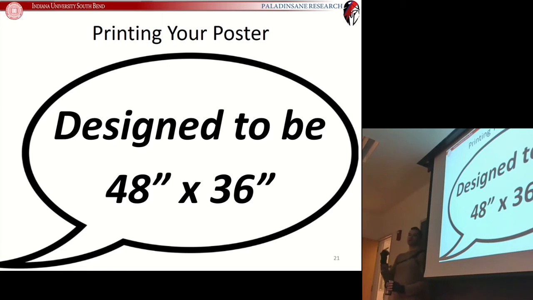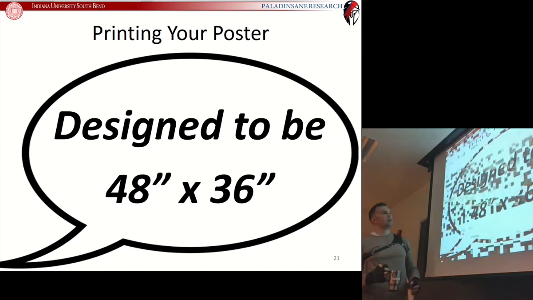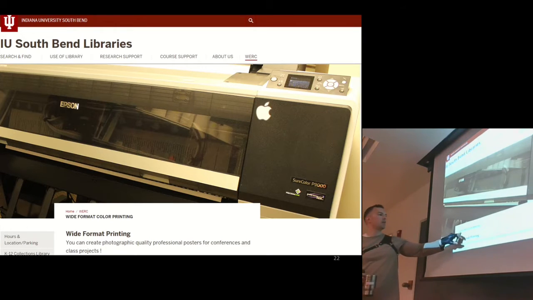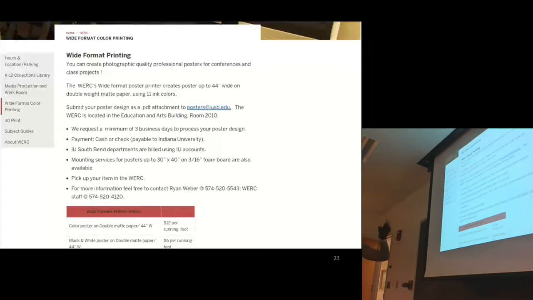And the individual slide is designed to be printed 48 inches by 36 inches. So it's a landscape orientation, 48 inches wide, 36 inches tall. So that's the design. That's what it's made to be printed. Where you can print this, we have resources here at IUSB for printing. So this is in the Educational Arts Building, the wide format color printing, this is the resource that you have to print wide format here as a student. So it tells you the details.